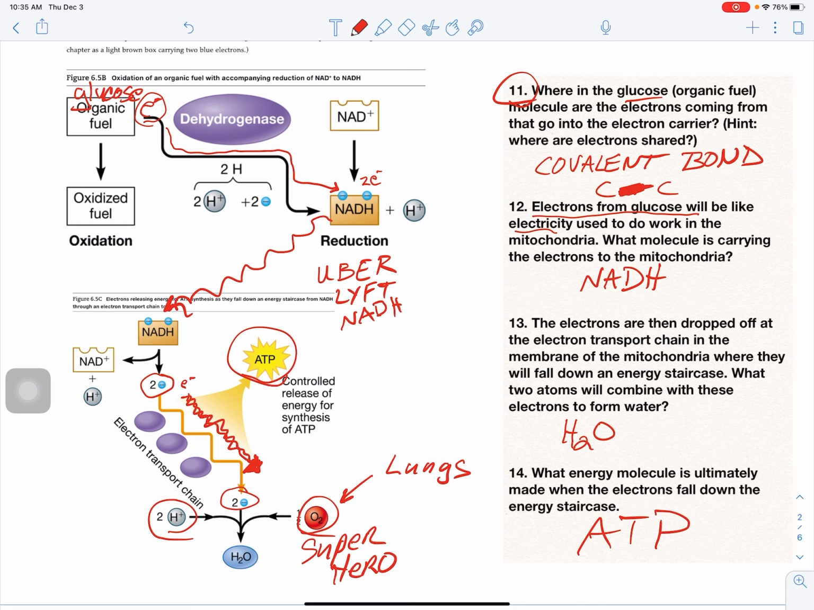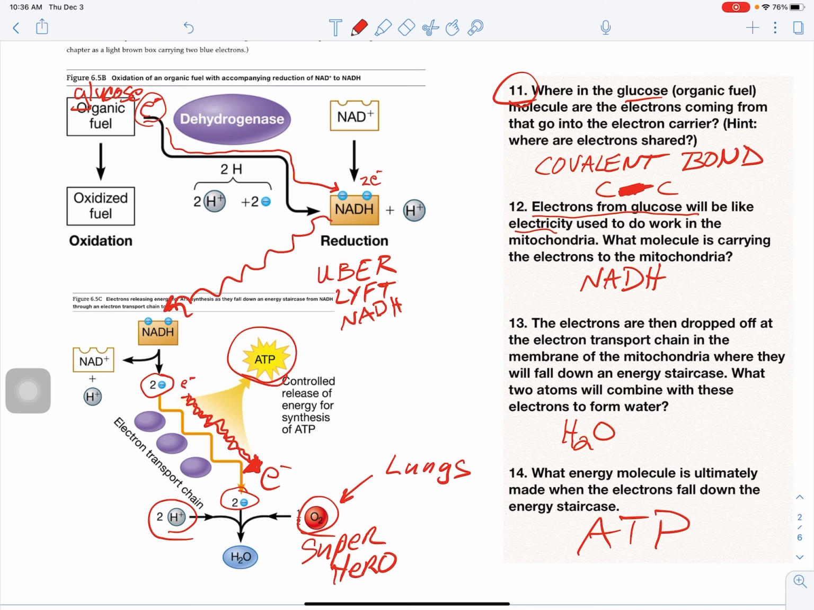These electrons have done their job. They've gone down the membrane and they need to go somewhere. They can't be homeless. Remember, electrons are part of an atom, and these electrons have left their atom. So along comes a superhero. This is why we breathe oxygen. Oxygen is going to be the final electron acceptor.